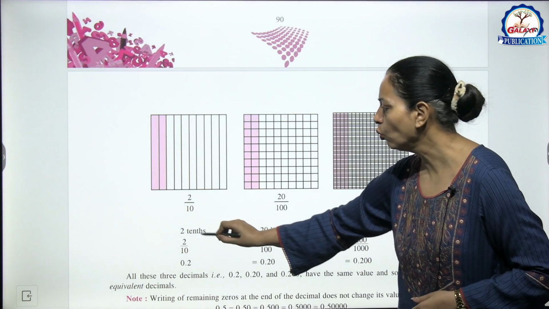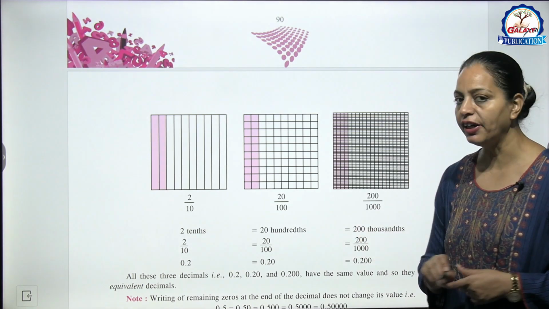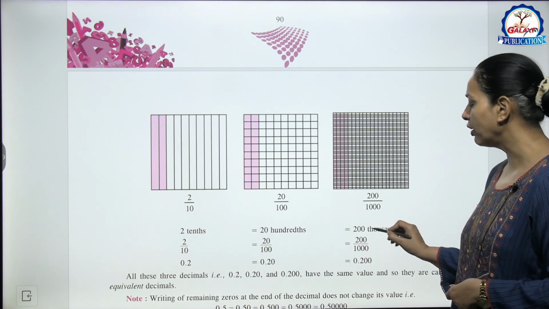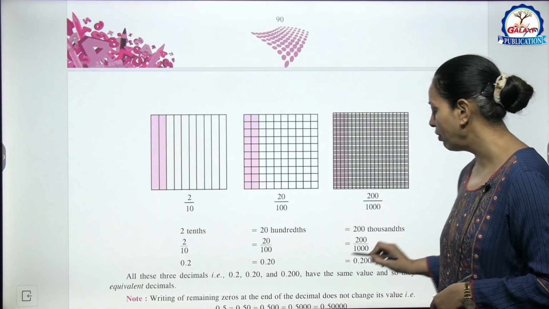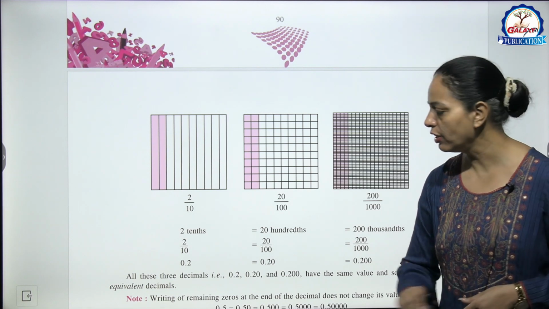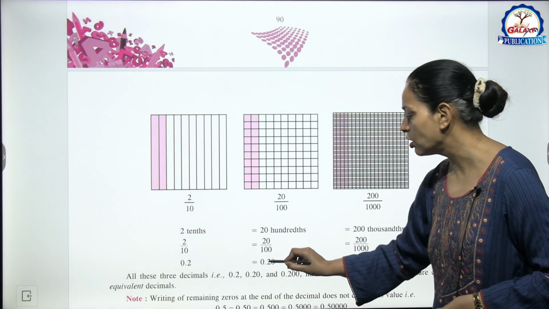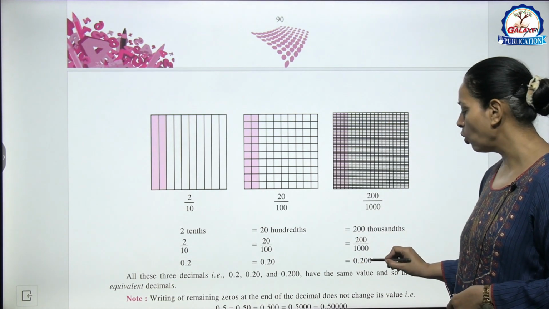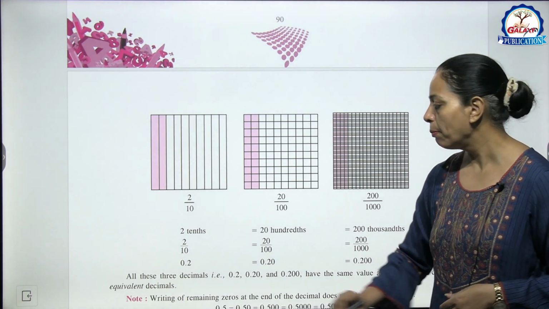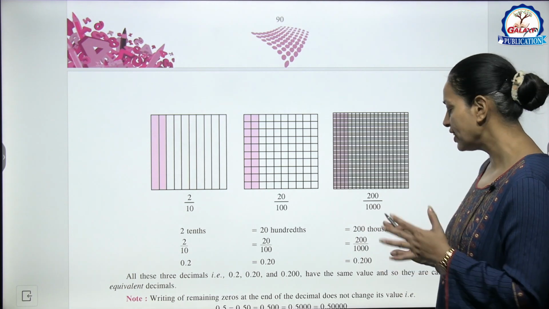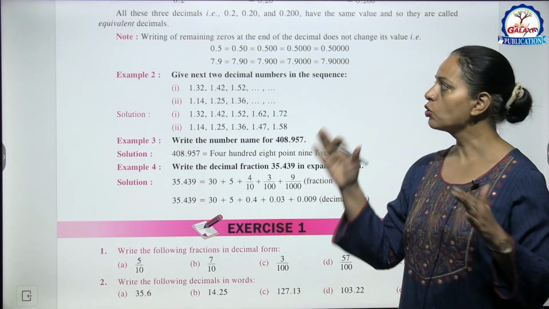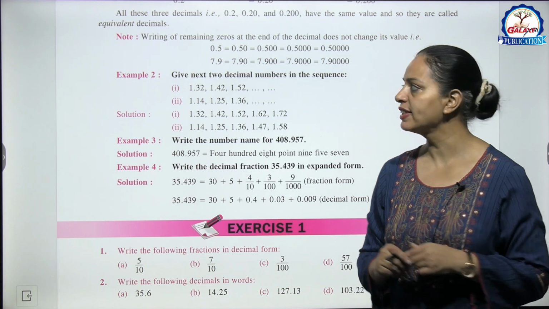So this is 2 tenths, this is 20 hundredths, and this is 200 thousandths. Means 2 by 10, 20 by 100, 200 by 1000. This is 0.2, this is 0.20, this is 0.200. But all these are equivalent because they have the same value. Okay, so all these are equivalent decimals.